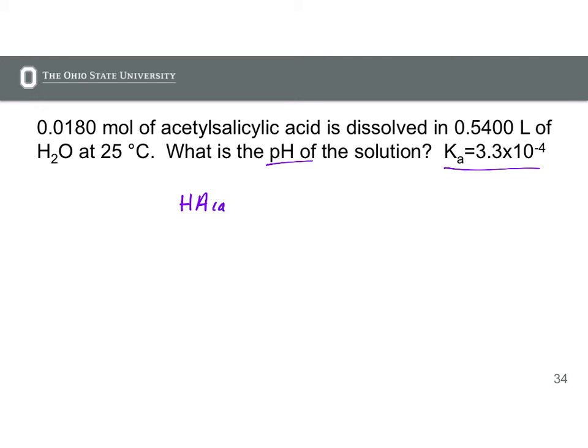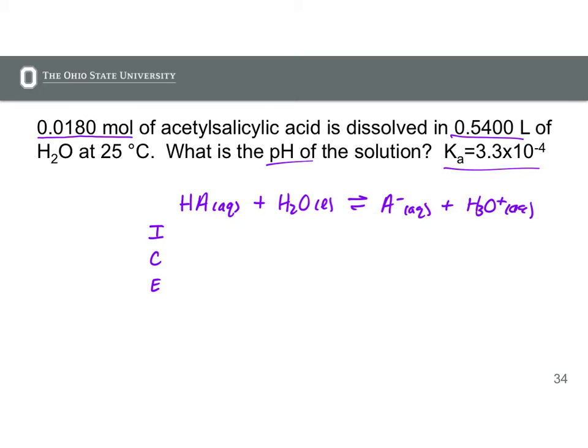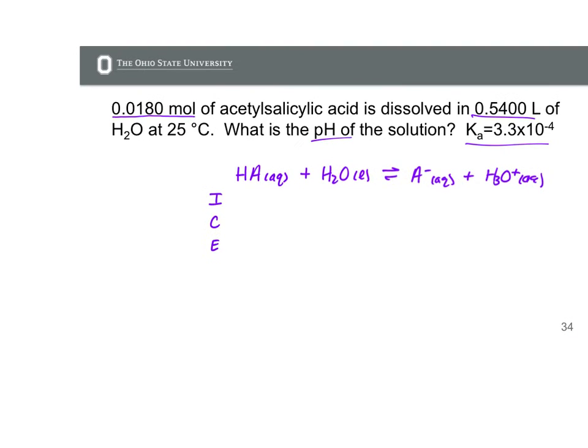HA, that's our acetyl salicylic acid, aqueous, plus water, liquid, in equilibrium with A minus, that's the conjugate base, plus H3O plus. And so we're going to do an ICE table. We need to figure out concentrations, right? Because we have moles and liters, and we always put concentration in our ICE table.